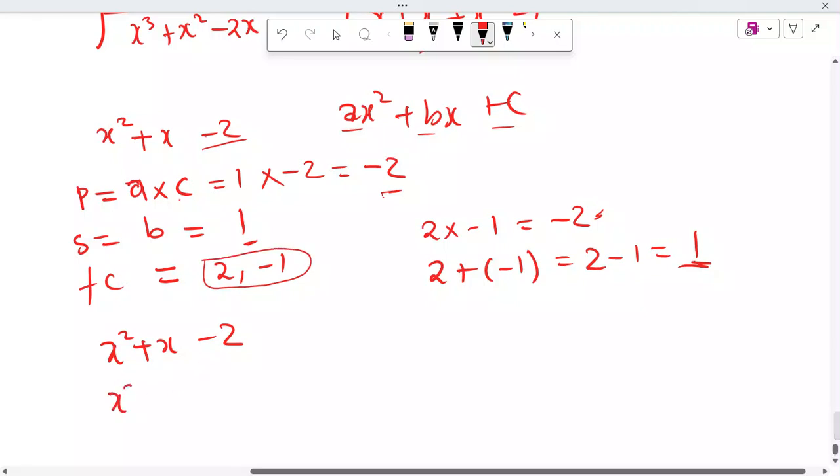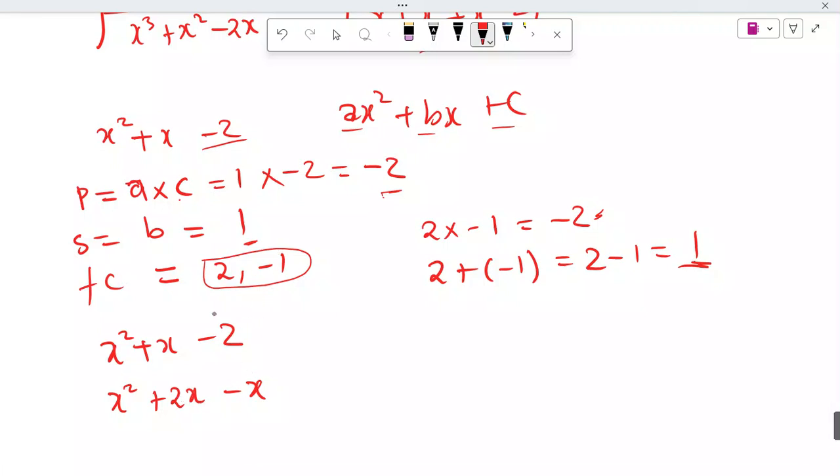So we can say x squared. So we are removing this one. This is b. So we are removing this one. We'll put 2 plus 2x minus x. So this is 1x, but we can't write 1x. This is 2, which is here. And then minus 2.